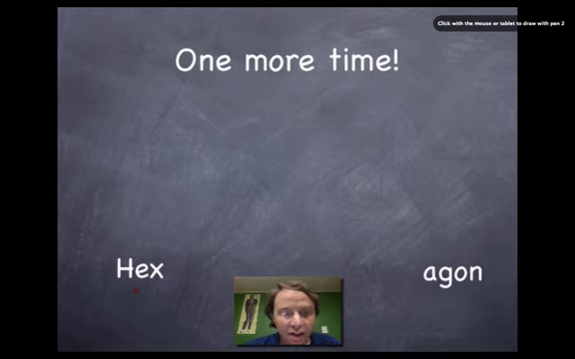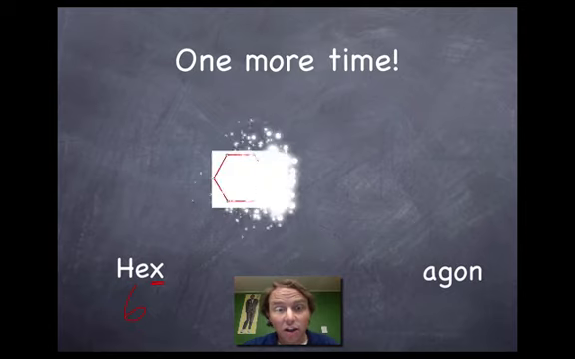Look at this X here. You know a number that has an X in it? 6. Yeah, a 6 has an X. Okay, so hex just means 6. So hexagon is just a 6-agon, a 6-sided polygon. Let's go ahead and take a look at a couple of them.